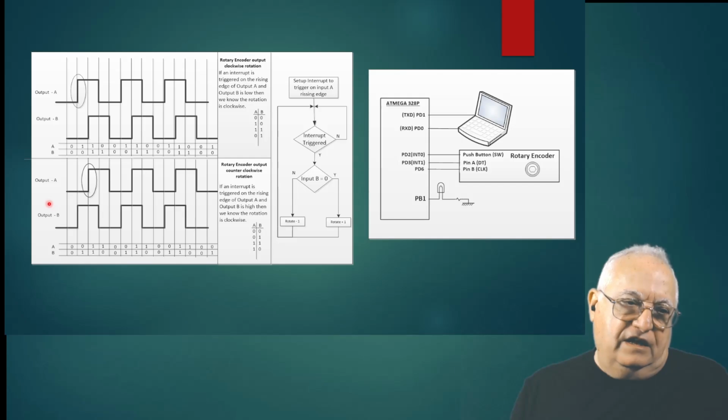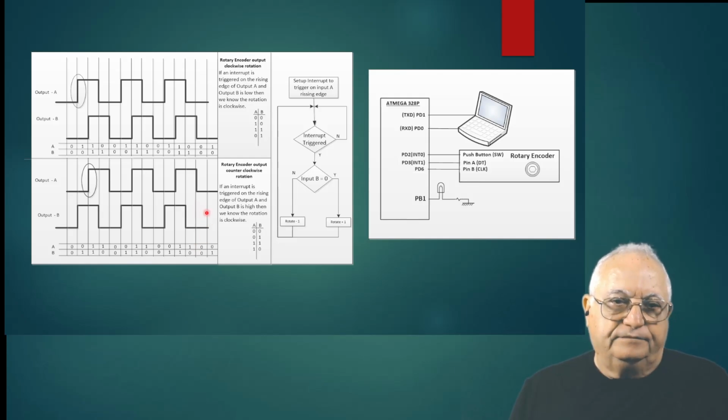Now let's look at the other case. The interrupt gets triggered on A, and then we look at input B and it's high. If that happens, we know that the rotary encoder is being rotated counterclockwise. And this is always going to be true when it goes counterclockwise, because of the way it's set up with the 90-degree offset.